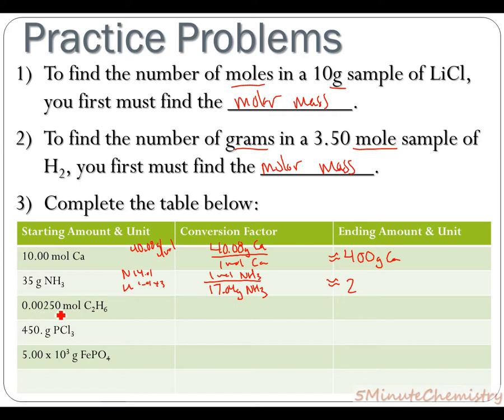Now I have 0.00250 moles of C2H6. So we're going to take our carbon 12 times 2 is 24.02. Hydrogen 1.01 times 6 is 6.06. Combine those and you get 30.08. It's 30.08 grams per mole. Since moles are what we start with, you want that mole on bottom of C2H6, and our 30.08 grams of C2H6 on top.